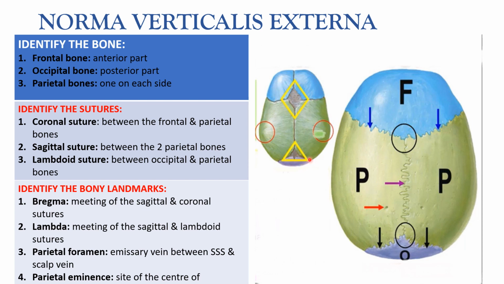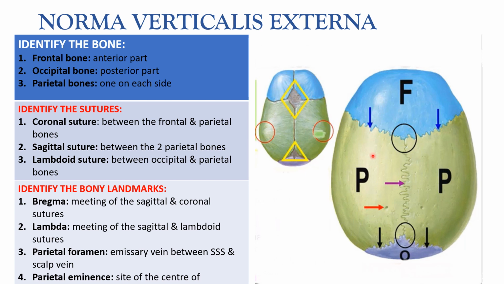All right, again, let's look at the bones of the norma verticalis externa. We have the frontal bone, the parietal bone, the occipital bone. We said the frontal bone forms the anterior part, occipital bone forms the posterior part, and then we have parietal bones, one on each side, one here, one here. Then we looked at the sutures. We looked at the coronal suture between the frontal bone and the parietal bone.